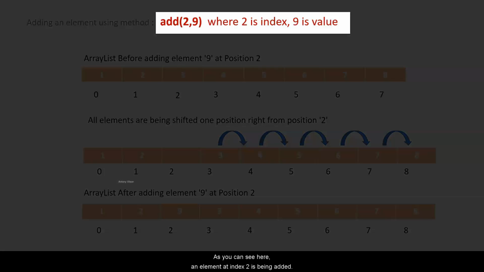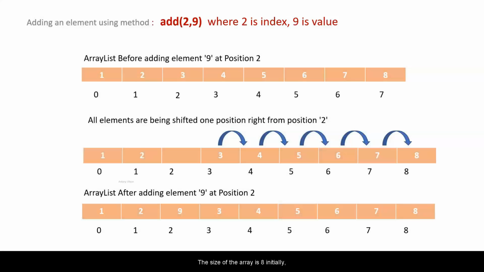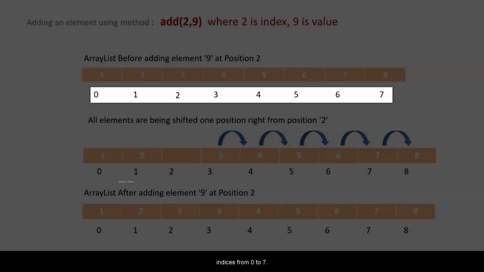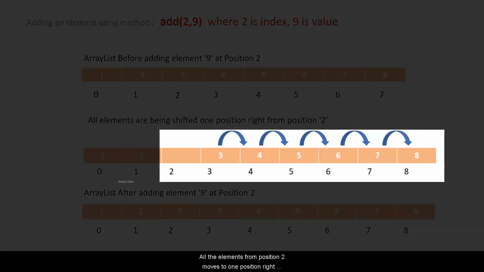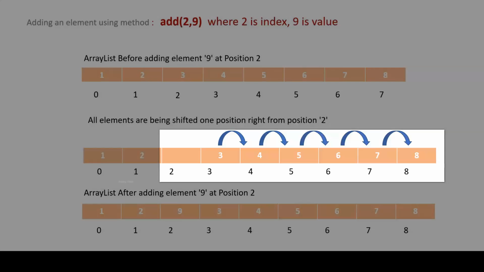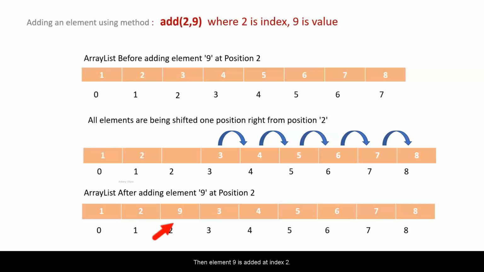To make room, all the elements to the right of the specified position need to be shifted up one cell. As you can see here, an element is being added at index 2. The size of the array is 8 initially, indices from 0 to 7. Then to make room for the new element, all the elements from position 2 move one position to the right and empty index 2. Then the element 9 is added at index 2. Shifting of elements to make room for the new element is a costly process. In the worst case, all the elements need to be shifted, such as an insertion at index 0 causes all the existing elements to be shifted to the right.